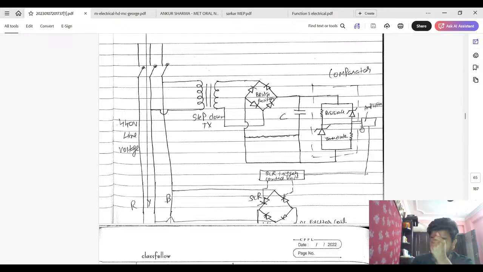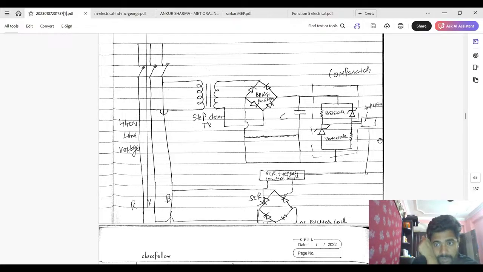So, this circuit has a comparator for the AVR. Any disturbance, either it is less or more, it will reflect, it will give feedback to the amplifier circuit. I will explain the full function of this diode and resistance, why it is there in this comparator unit.